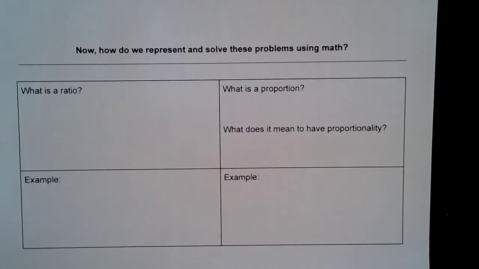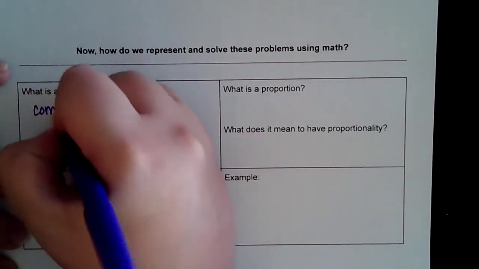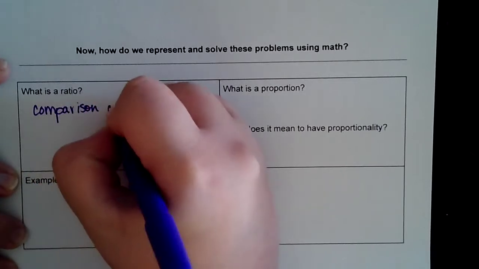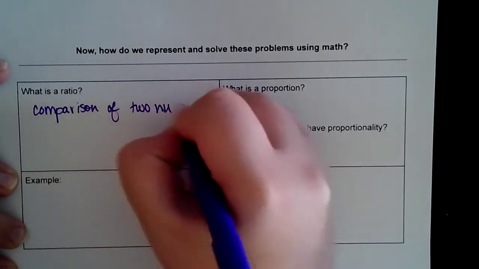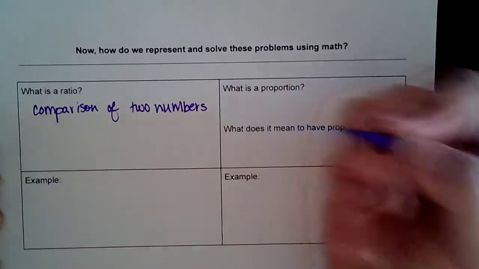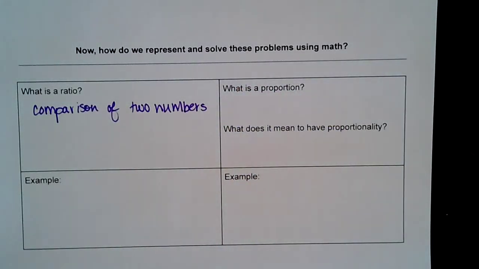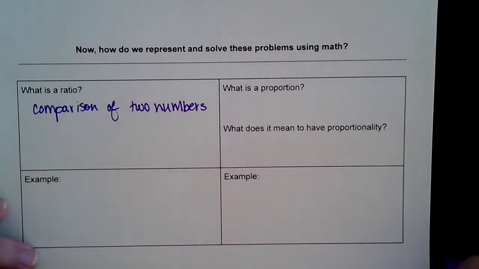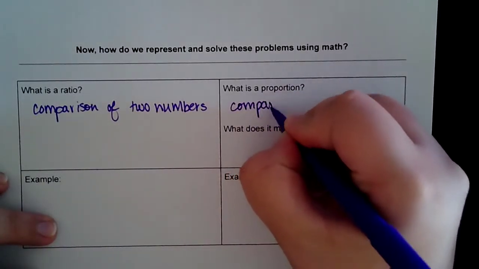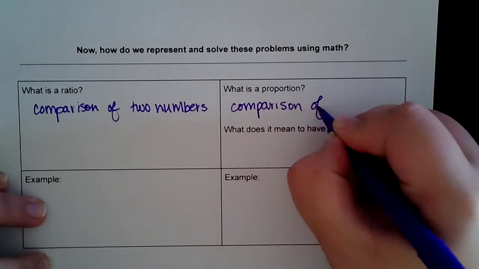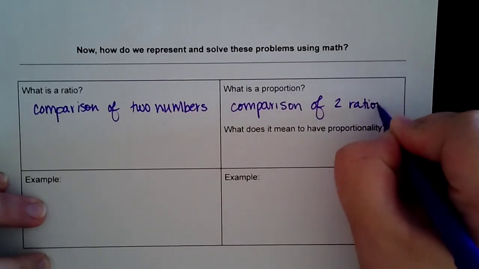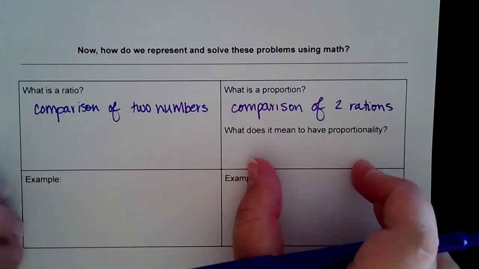What is a ratio to start off? Well, a ratio is just a comparison of two numbers. So you could say the ratio of blondes to brunettes in our class, the ratio of apples to oranges at a store, things like that. On the same hand, what is a proportion? A proportion is a comparison of two ratios. So we've got the basic, and then we've got the little bit more complicated.